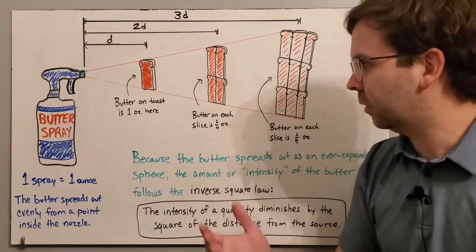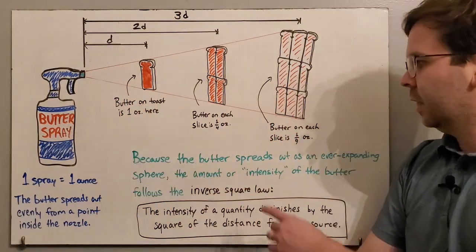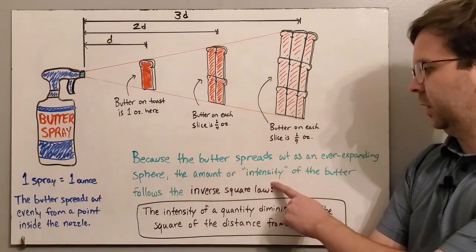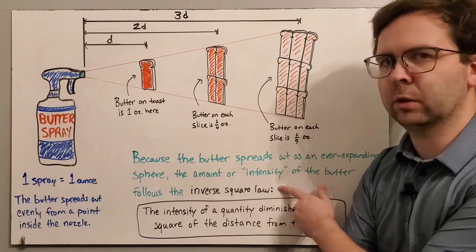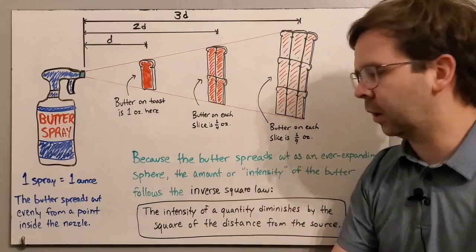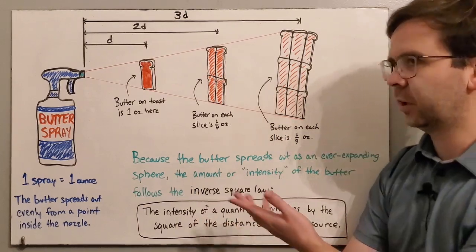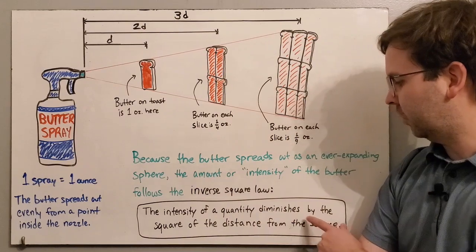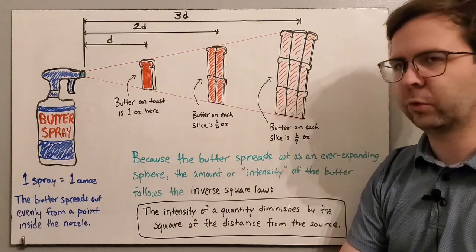And so as you get further and further from the source here, the amount or the intensity of the butter follows something called an inverse square law. And the inverse square law is the intensity of a quantity, in this case butter, diminishes by the square of the distance from the source.